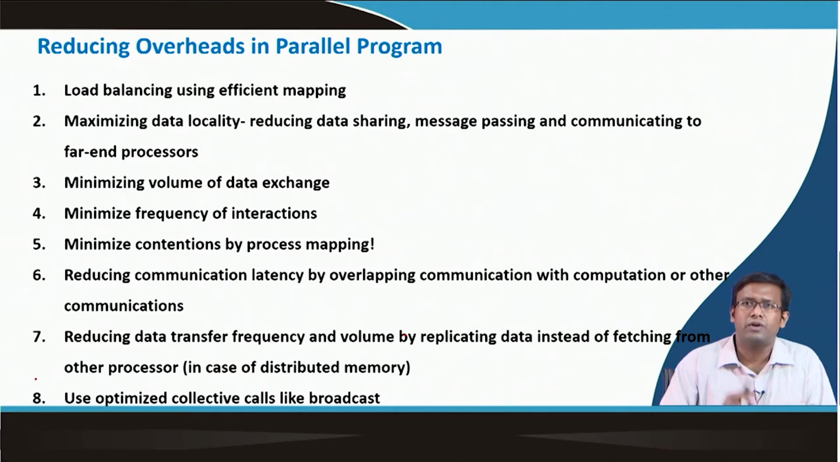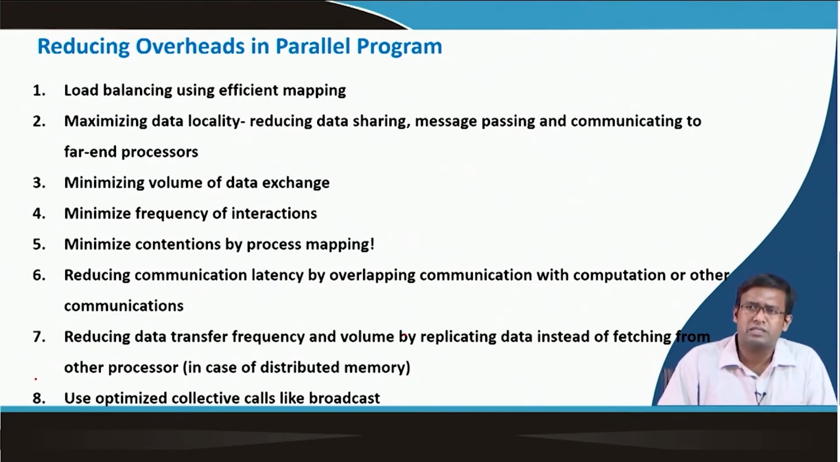So, say processor 0 has some data, it tries to send it to processor 1, then to processor 2, then to processor 3, and so on. Instead of doing that, if it uses a collective call, that means it is broadcast at a go to other processors, which sometimes reduces overhead, because these calls are optimized by the hardware and the compiler. So these are some pointers on reducing overheads in a parallel program.